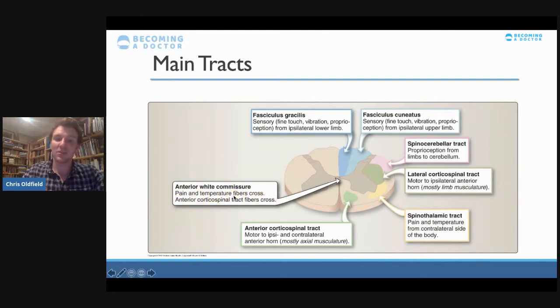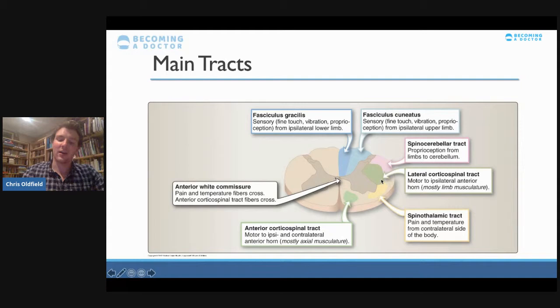And then the anterior white commissure is this bit right in the middle that crosses the midline of your spinal cord. And you can see it says pain and temperature fibers cross here. So that'll be the spinothalamic tract. So here you can see it says the spinothalamic tract is contralateral. And what this means is that when these fibers enter the level of the spinal cord, they immediately cross to the other side. And then they run up the opposite side, the contralateral side of your body. The term for crossing the midline is called decussating in medicine and in neuroscience, as opposed to the ipsilateral fibers of the dorsal columns here and the lateral corticospinal tract.